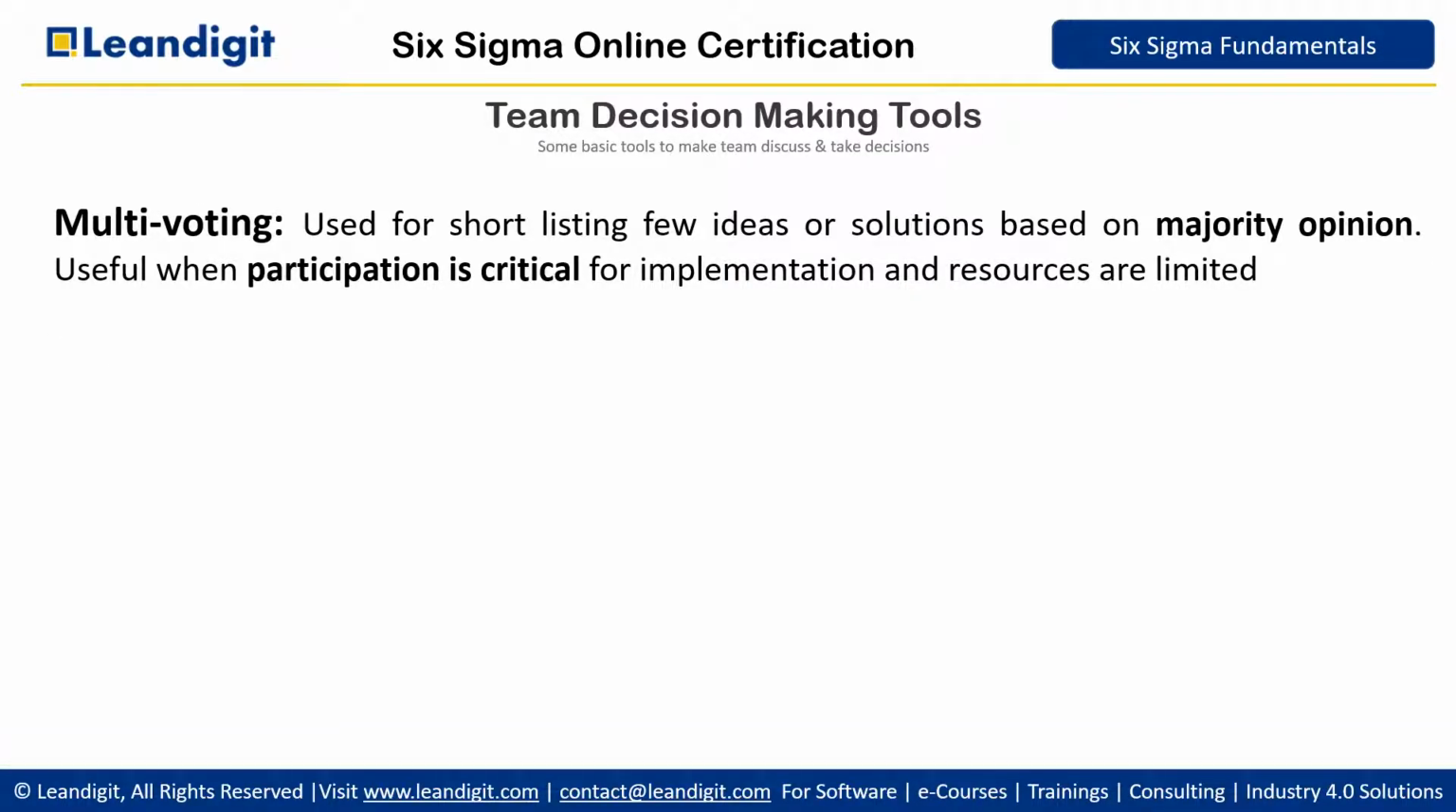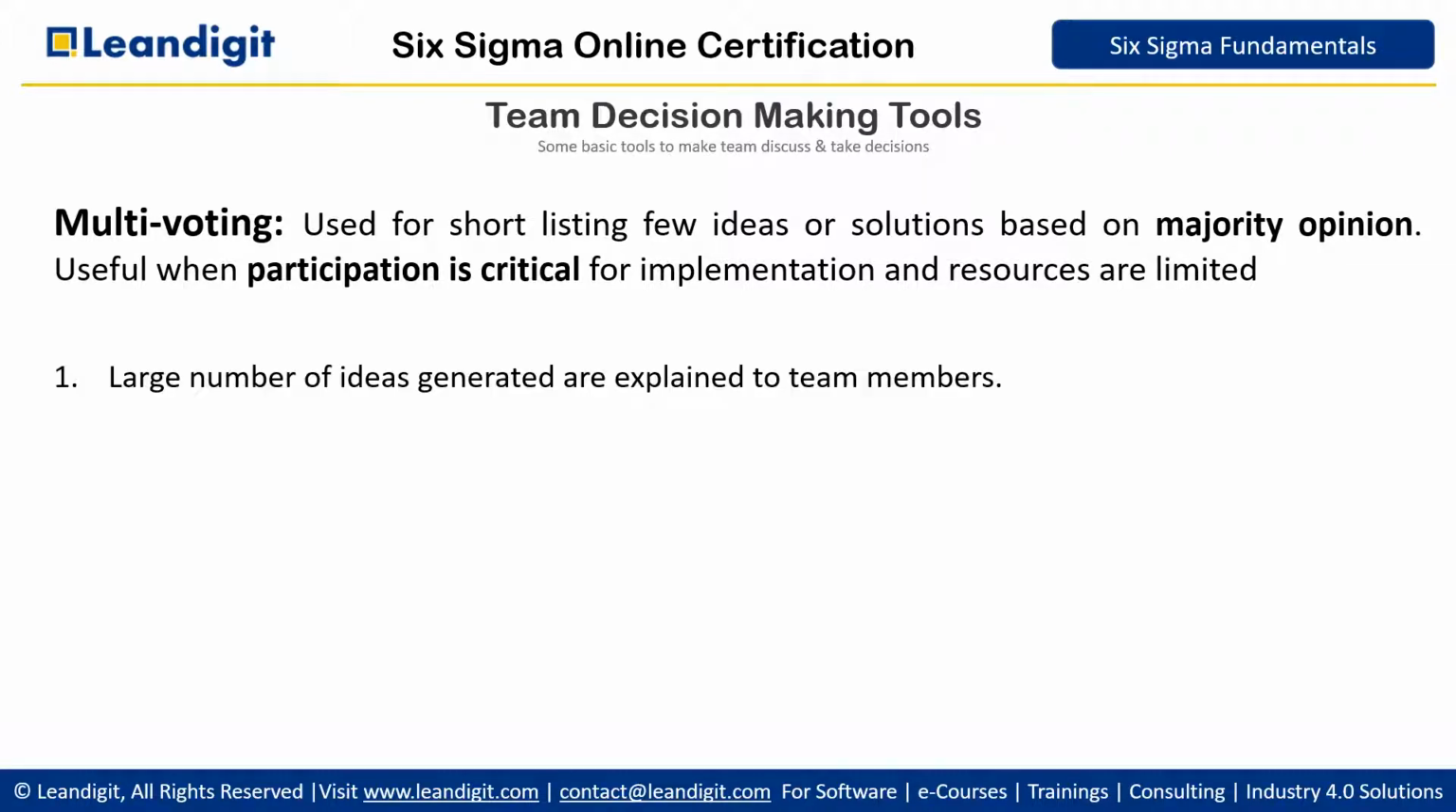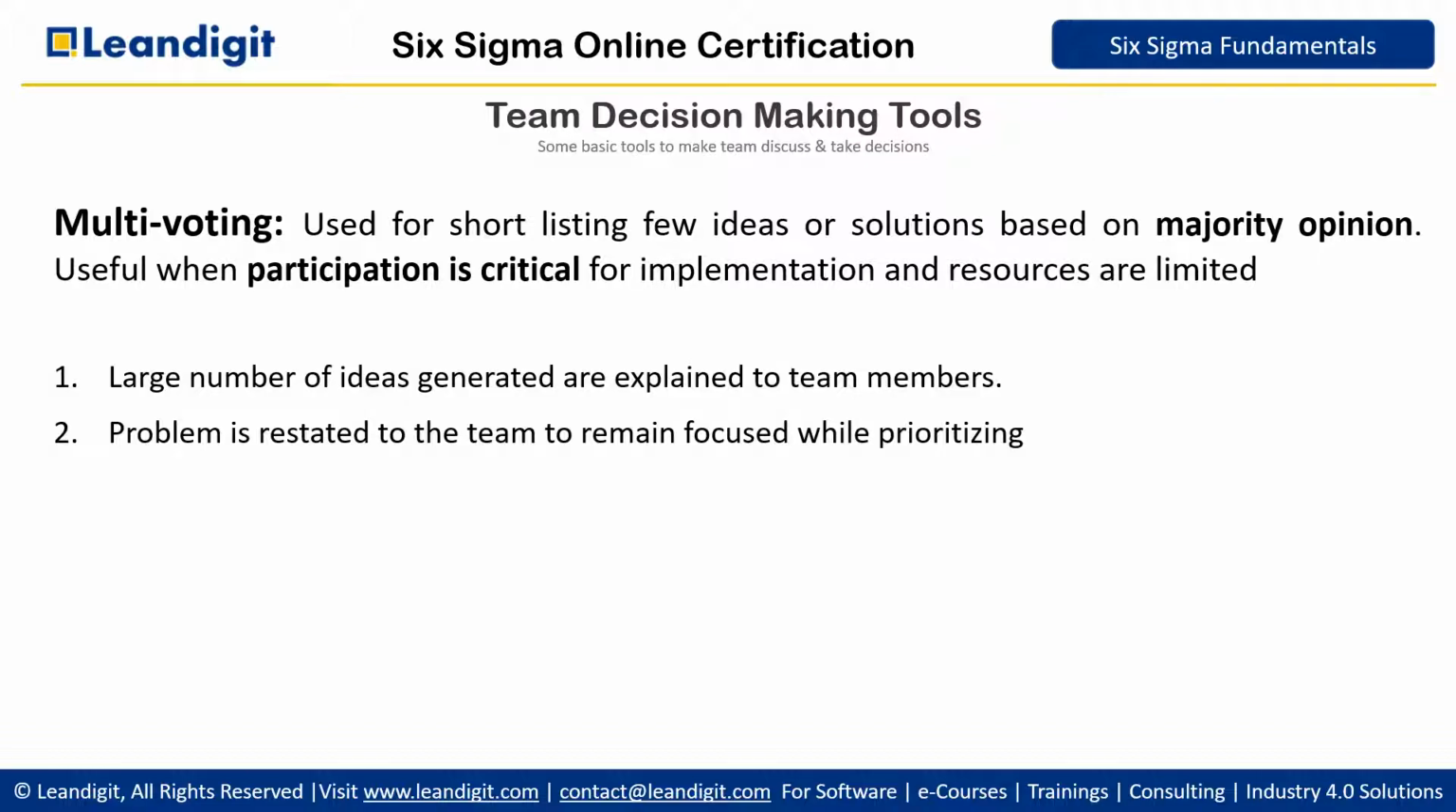Another method, called the multi-voting technique, is used by the team for shortlisting a few ideas or solutions based on majority opinion. It is very useful when participation is critical in implementation of the ideas and resources are limited. So in such cases, multi-voting is a very good method. A large number of ideas are generated and explained to team members. Also, the problem is restated to each team member so that while prioritizing, the focus is on the right issue.